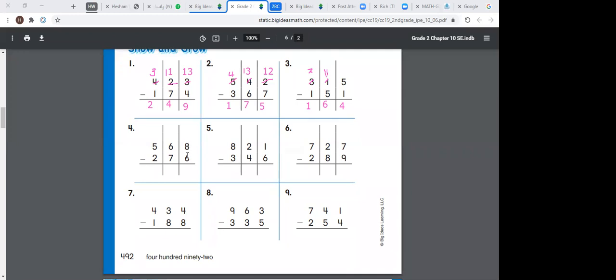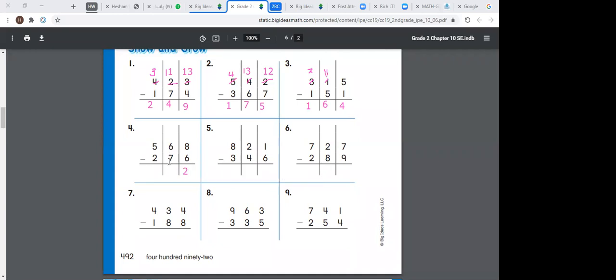Again, close your fingers and count after 6, 7, 8. Stop. Now how many fingers? 2. So the answer equals 2. Let's write here 2. Very good.